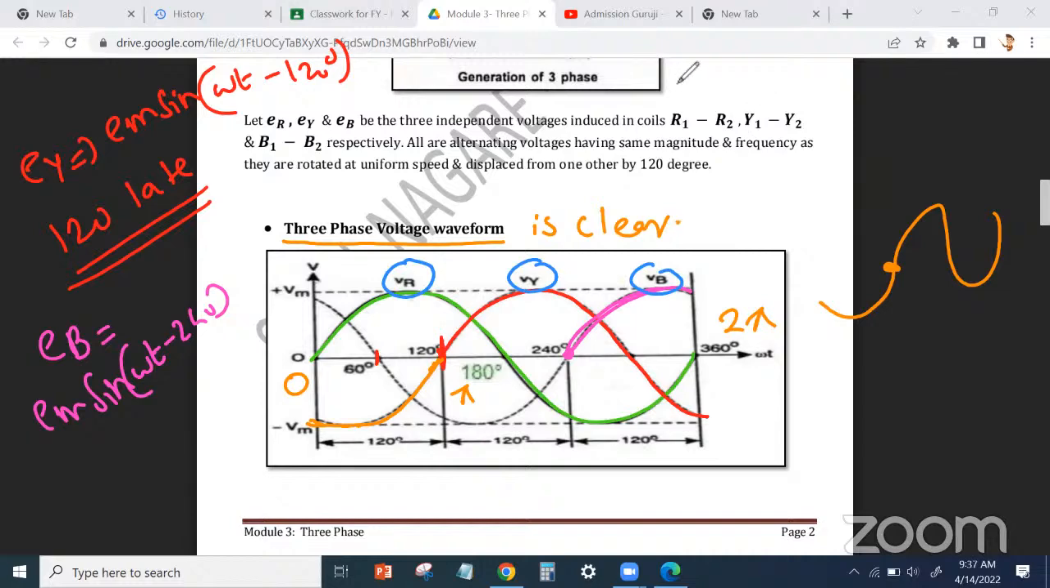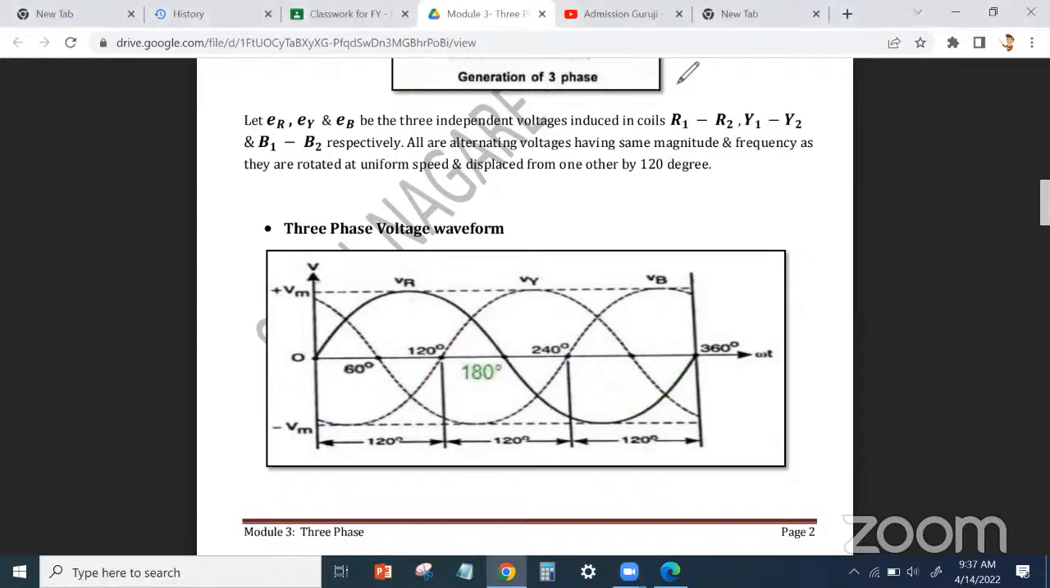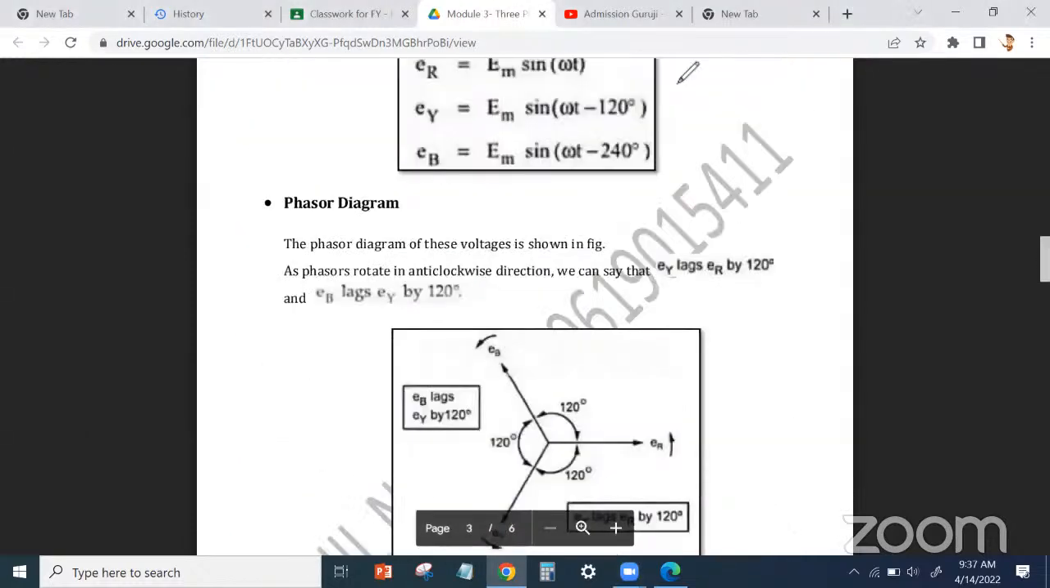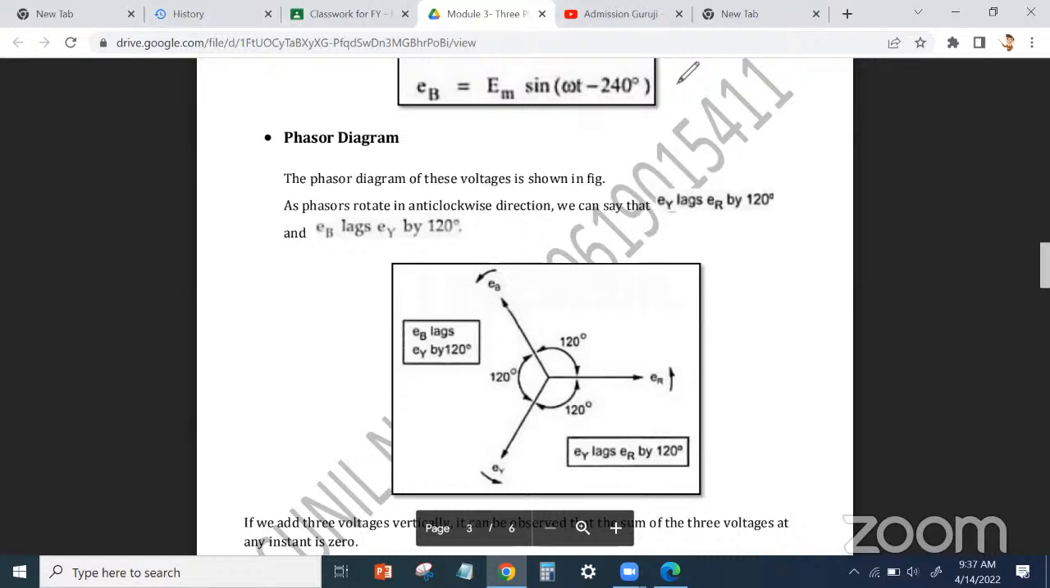So this 3-phase total 5 questions आज हो गए. Let's see the phasor diagram. तो phasor diagram बाकी ना, waveform हो गया, मतलब क्या बाकी है? Phasor diagram. तो phasor diagram, so just draw this phasor diagram.